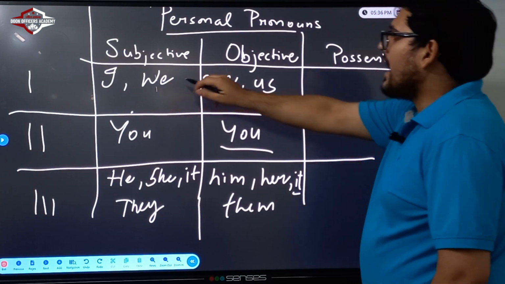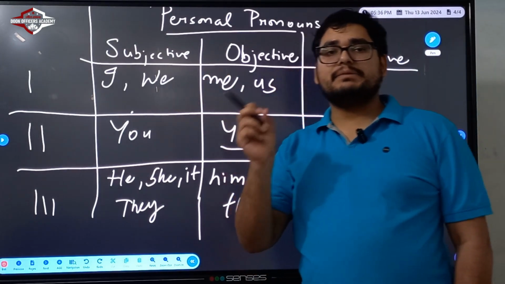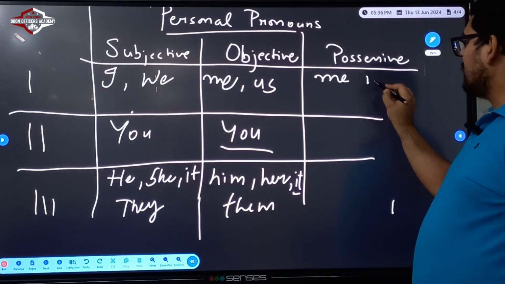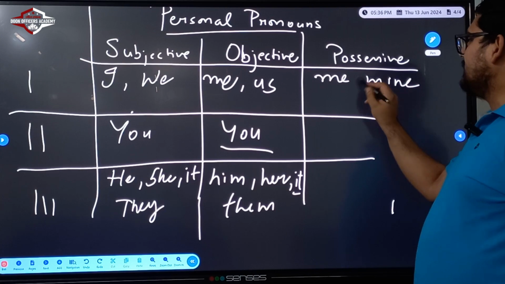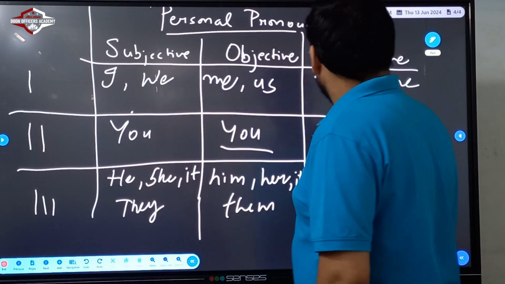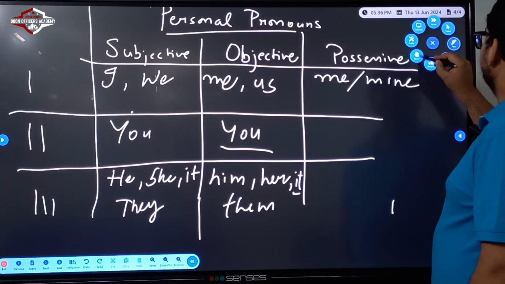So let's talk about the first person singular pronoun, right? In possessive case, it is my or mine, right? My or mine. I'm sorry, not me, mine. Apologize for that.